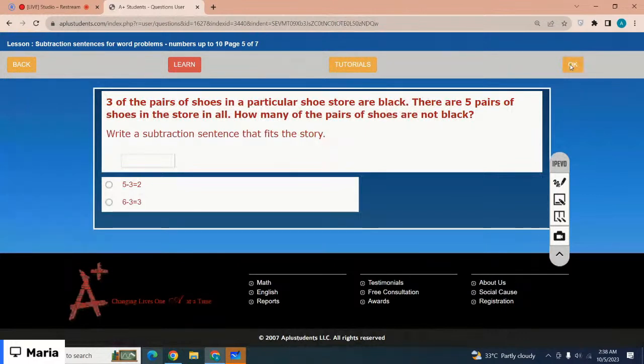Very good. Okay, the next one is 3 of the pairs of shoes. Three of the pairs of shoes in a particular shoe store are black. There are 5 pairs of shoes in the store in all. How many of the pairs of shoes are not black? So, which is the correct option?